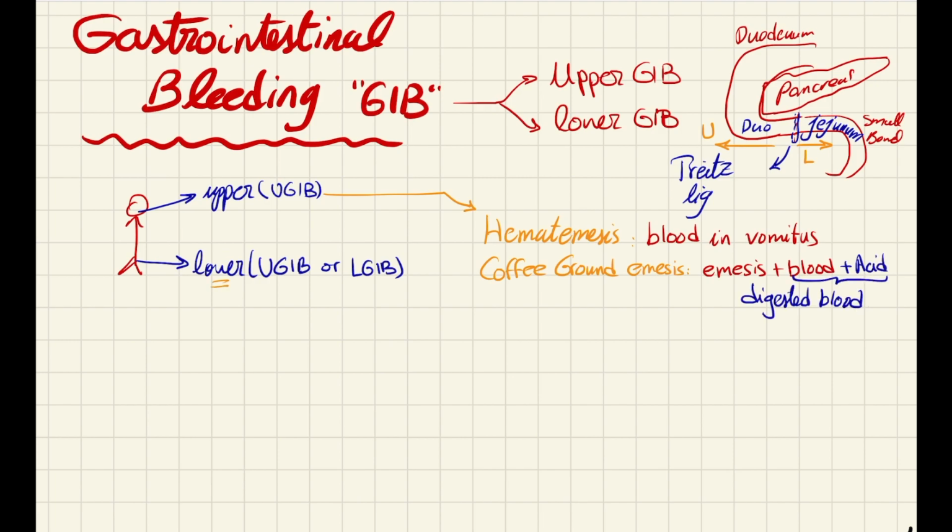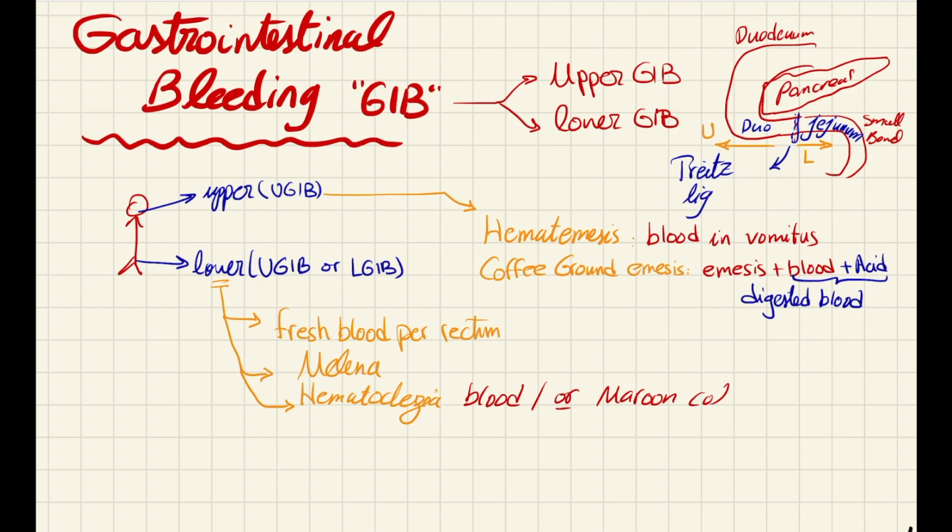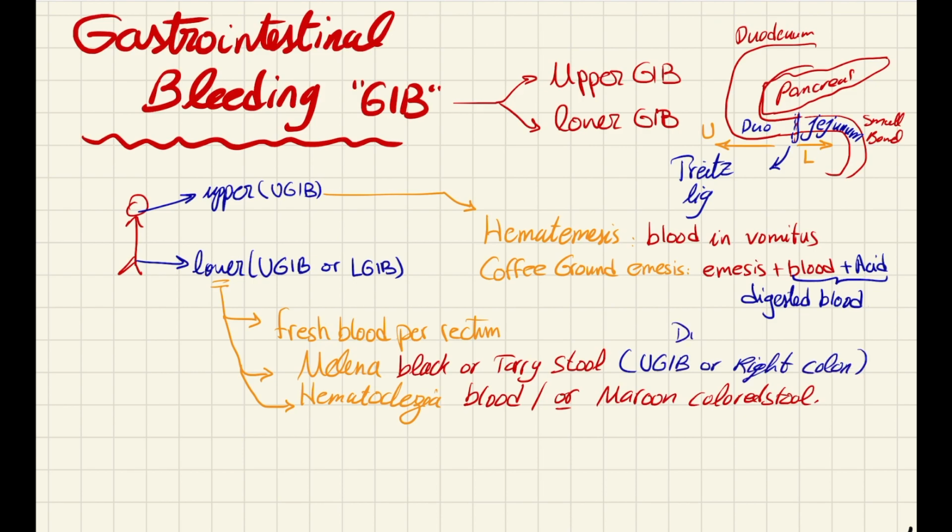The next symptoms could be either upper or lower gastrointestinal bleed, so we can find them in both of them. We have fresh blood per rectum, we have melena, and we have hematochezia. Hematochezia is blood mixed with stool, so it's a maroon colored stool. Melena is a black or tarry stool. It can reflect an upper gastrointestinal bleed or a right colon bleed. Fresh blood per rectum is just fresh blood appearing from or oozing from the rectum. Sometimes they might mention this.